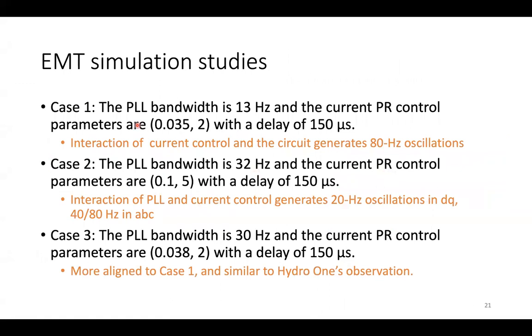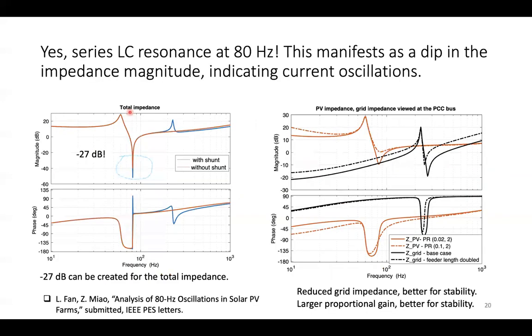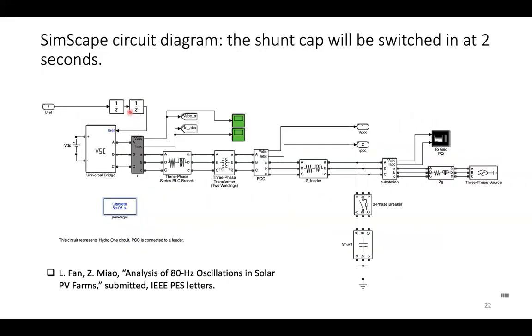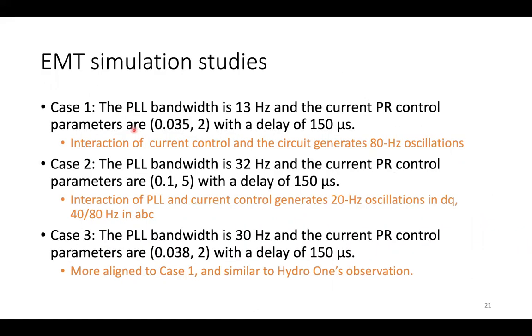We'll create 3 simulation cases to look at 80 Hertz and a little bit on the PLL effect. So this time we are going to use a complete test bed, not only with the current control, but with the outer loop control as well, and PLL. So all these PLL will be in. First case, PLL bandwidth is 13 Hertz, and the current control parameter is very similar to the one we have constructed, and the delay is 150 µs.